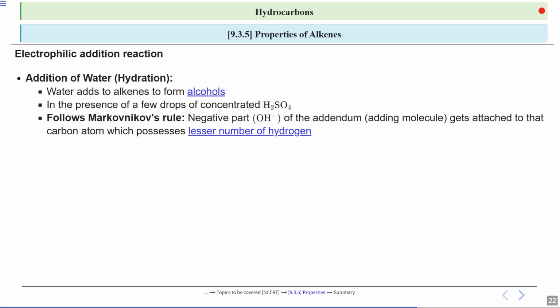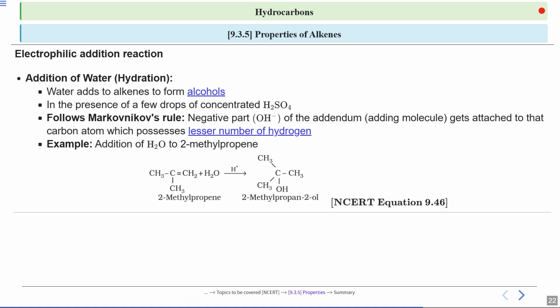Again, this addition also follows the Markovnikov rule, means the negative part of your molecule. So, what will be the negative part of molecule of H2O? It will be OH minus. So, it has two parts, OH minus and H plus. So, the negative part will go onto that carbon which has a lesser number of hydrogen. For example, if you are adding your H2O to 2-methylpropene in the presence of H plus, which is acting as your catalyst, the OH part is going on to which carbon? That carbon which has lesser number of hydrogen.